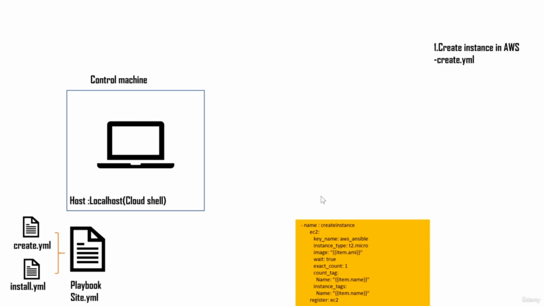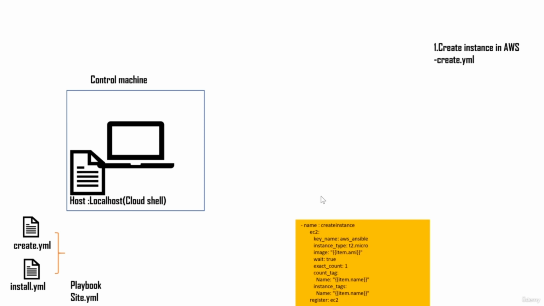So in this particular chapter, we'll talk about conditionals, but apart from conditionals, we'll also include certain learnings that we have done in our previous section. So this is how our architecture will look. I have my local host, that is the Cloud Shell, and this local host has Ansible installed in it. The first thing I'll do is create a playbook called site.yaml, and this site.yaml will have links to two distinct separate playbooks called create.yaml and install.yaml. The job of create.yaml is to create instances, and the job of install.yaml is to install applications in those instances that we've created. So we will run this site.yaml, and the first thing it will do is create instances.